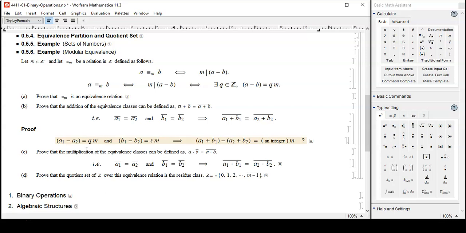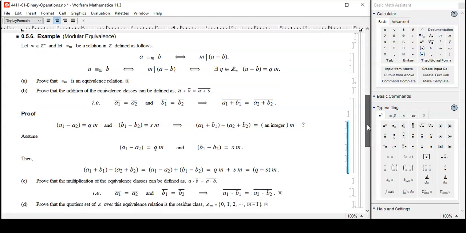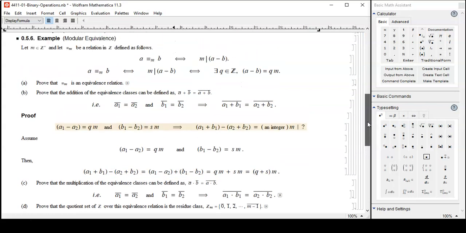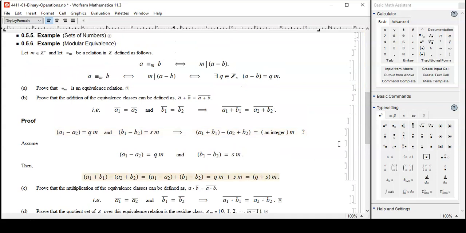Once you set up as much as this, it's not too hard. All we have to do is just add them up and rearrange. Do you see A1 minus A2, B1 minus B2? Indeed, that's what you're going to get. A1 minus A2 is QM, B1 minus B2 is SM, and then if you just add them up and rearrange, you get QM plus SM, so that you get Q plus S times M. The setup here may be a bit of a challenge, but the algebraic manipulation was not.